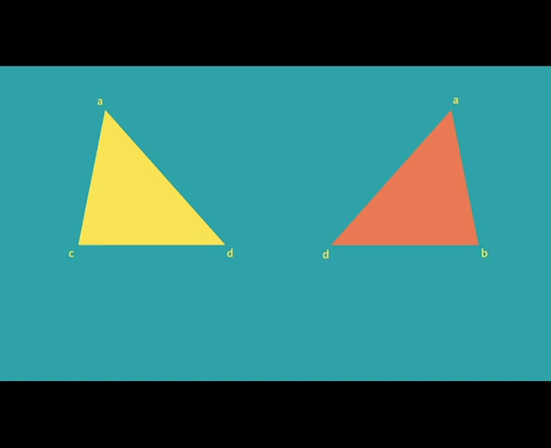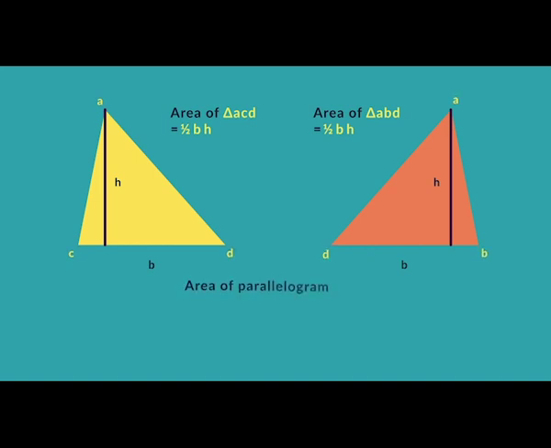Because we know the formula for finding the area of a triangle is area equals half the base multiplied by the height, and we know the two triangles ACD and ABD are congruent, all we have to do is add the areas of the two triangles together to get the area of parallelogram ABCD. What happens if we add these two together? 2 times half BH gives us BH, and this is how we work out the area of any parallelogram: base times perpendicular height.